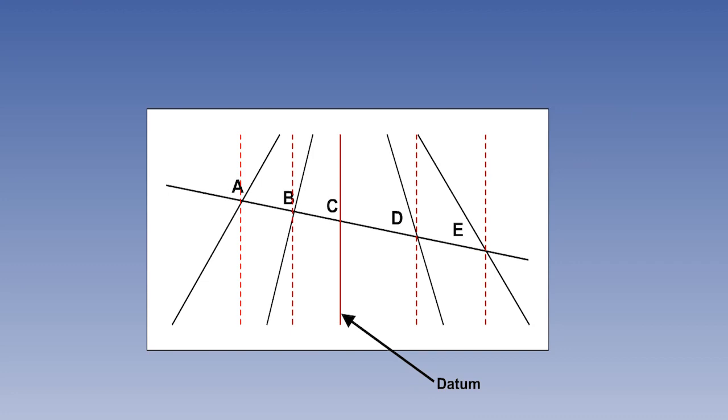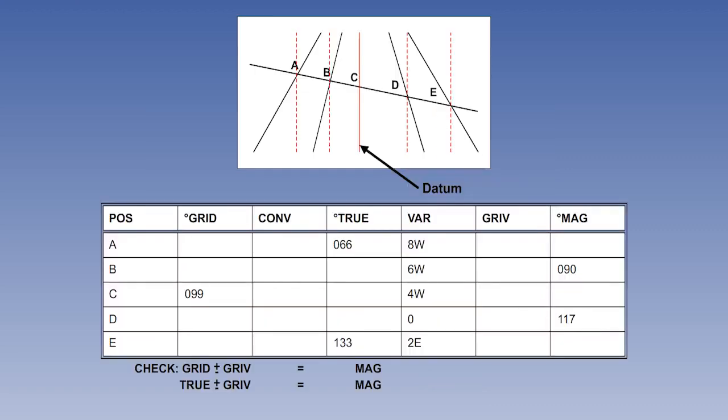For some practice at the relationship between convergence, variation and gravation, look at this situation. A straight line track is drawn between 2 points on a Lambert's or polar stereographic chart. The datum meridian is C. Now complete the attached table. Your first reaction may be, well, how do I even get started? The trick to remember is that the grid track does not change direction. If you have found the grid track at one longitude, it must be the same grid track at all longitudes.